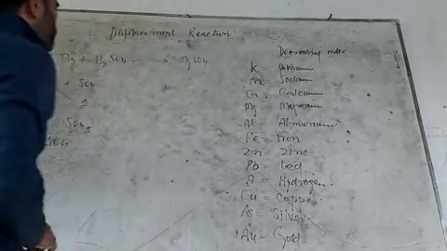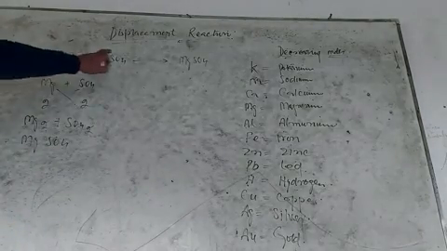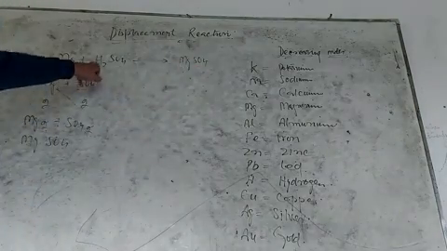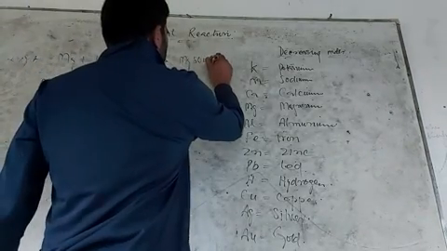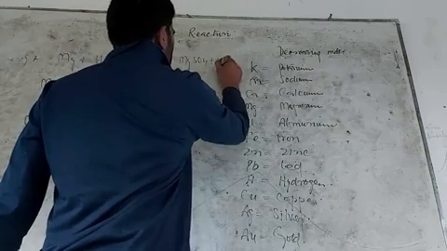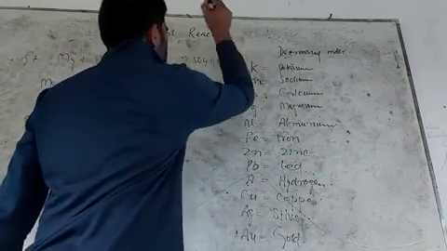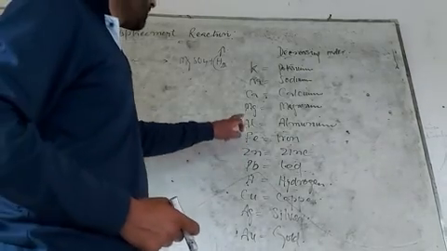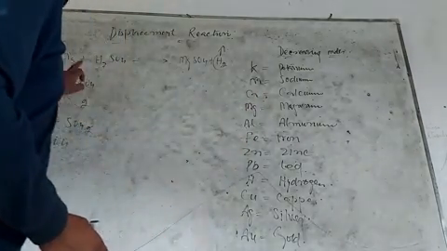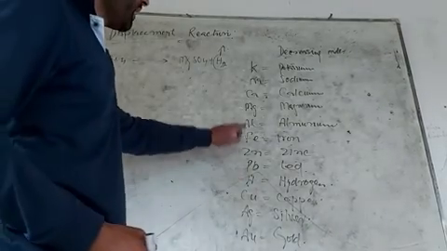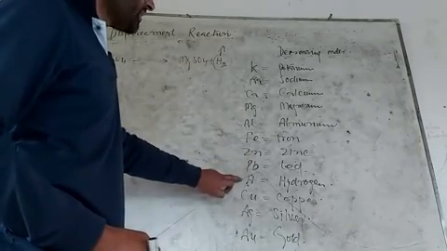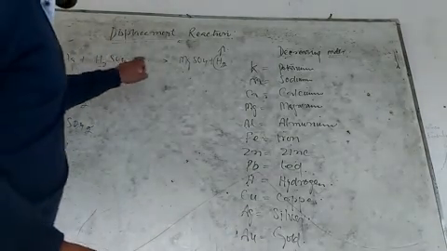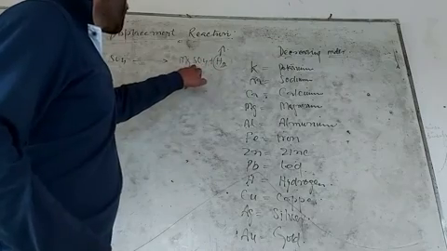Now we can write MgSO4. Here it is Mg, this is Mg. This is SO4, this is SO4. Now we have H2, we write it plus H2. It is hydrogen gas. So we can say magnesium has more reactivity as compared to hydrogen. On the reaction, magnesium displaces the hydrogen gas in this reaction.